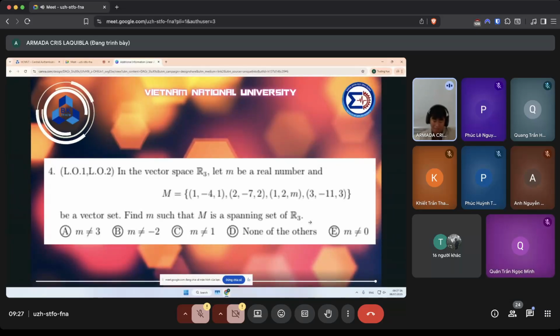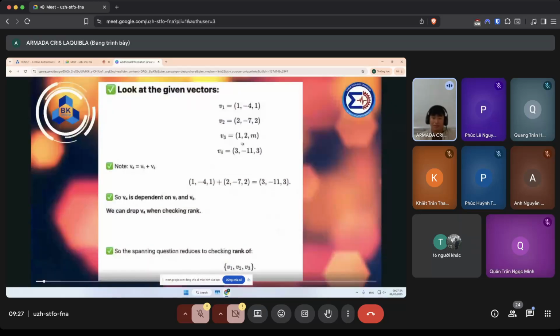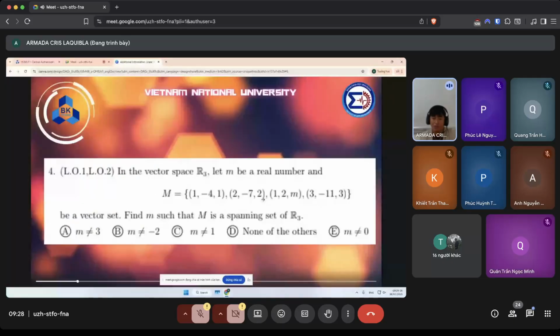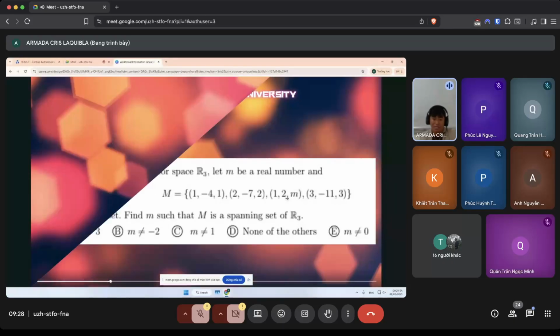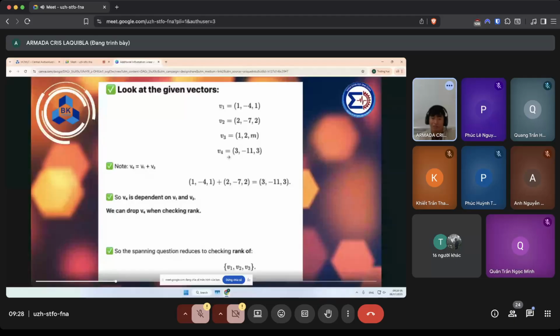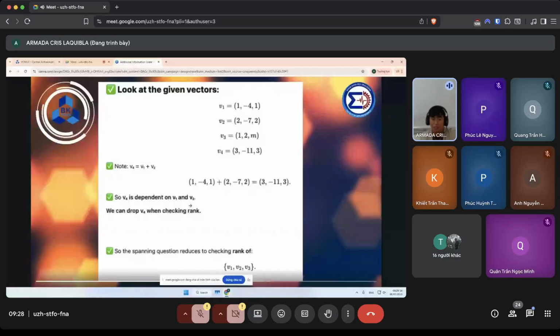Okay, if the determinant is not equal to 0, then it will span your R3. Okay, and that's it. We have to make the determinant not equal to 0. So we solve it. Before we do that, since four vectors are here, what to do? We eliminate one. We have here v4. The vector v4 is just v1 plus v2. So therefore, v4 is dependent on v1 and v2.